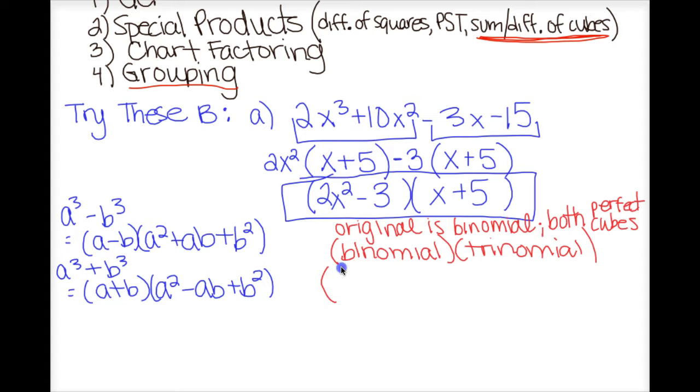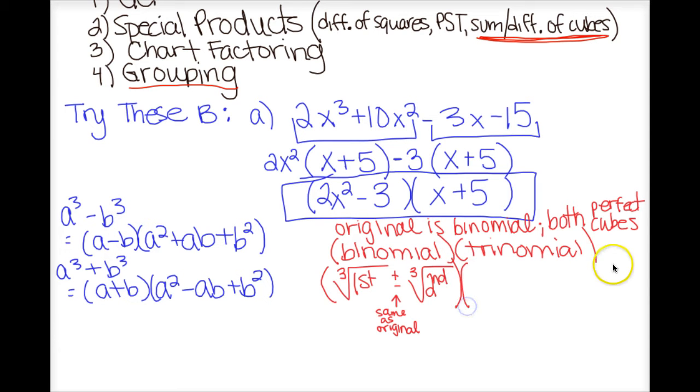Specifically, for the binomial, the first term, you just take the cube root of the first term of the original. Then you're going to put the sign. It'll either be a plus or a minus. This is going to be the same as the original sign. Then you're going to have the cube root of the second term of the binomial, or the last term, however you want to write it. Since your original only had two, the cube root of that is what goes second. So you can see that holds true here. The cube root of a cubed is a. The cube root of b cubed is b.